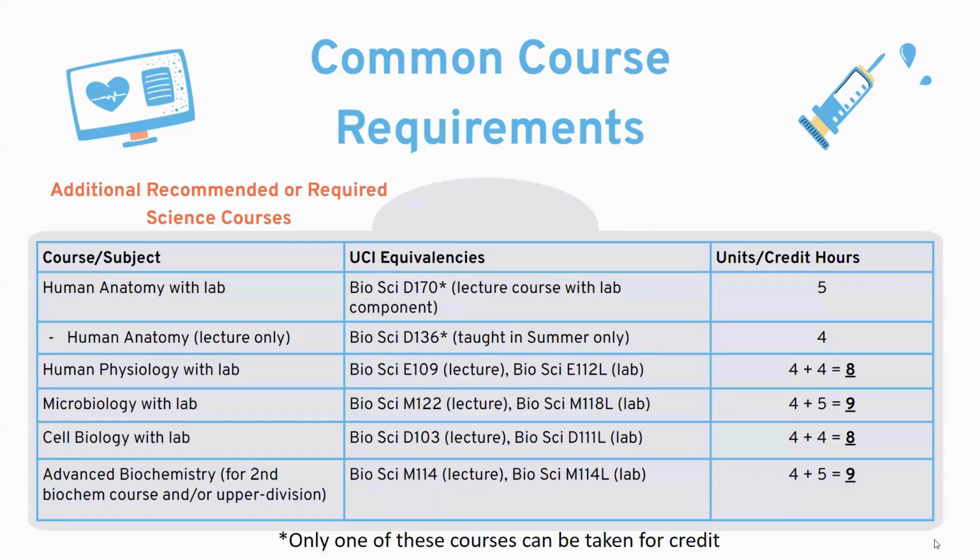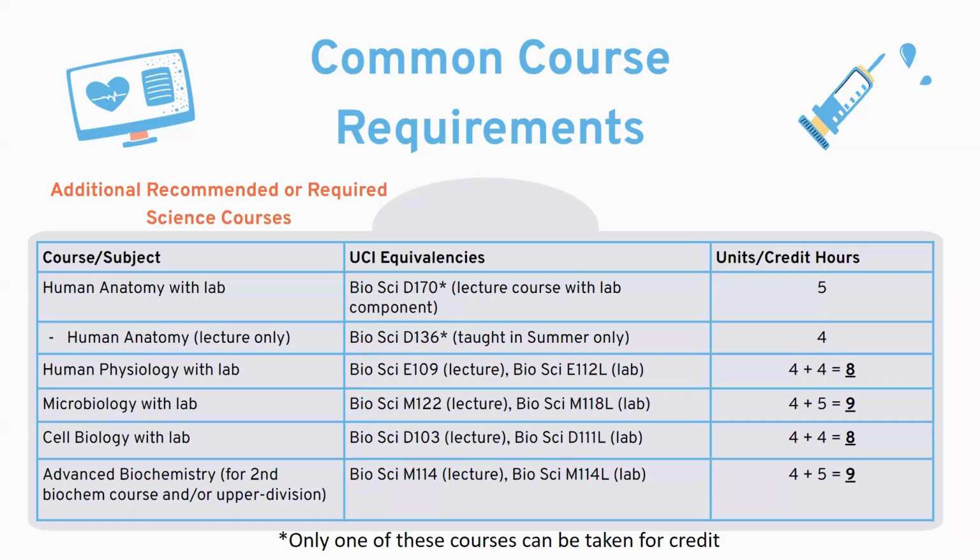Next, I'd like to share with you some additional science courses you may see listed as recommended or required for health profession programs you are considering applying to. You can find each program's admissions requirements on their websites to determine if you need to take these or other courses to be eligible for each program. However, these are the most commonly looked for classes beyond the core that I just reviewed.